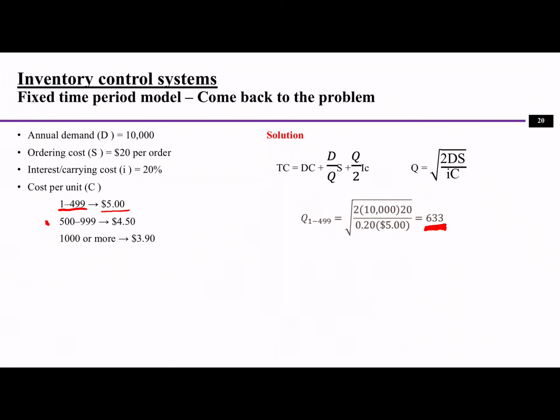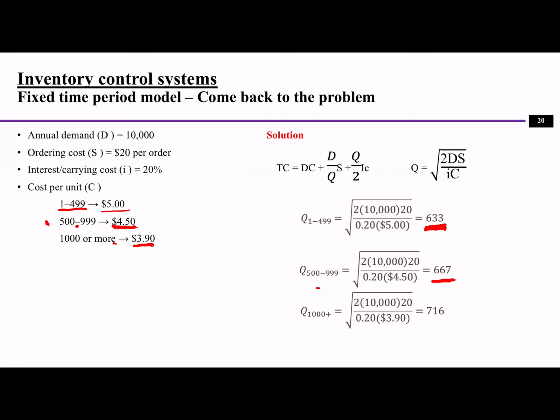Interesting. Now let's look. What about if we order at the price of 4.5? Then we calculate another EOQ based on the price of 4.5. It's actually 667. In this case, 667 lies within 500 to 999, so the economic order quantity is within this range. The first one is not in its range, and the second one is in its range. How about the third one? Let's try. If we try 1,000 or more, with the price of 3.9, we get 716, which is also not within the range of this price.